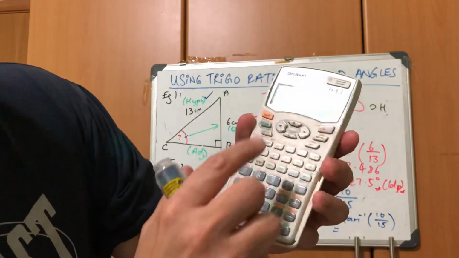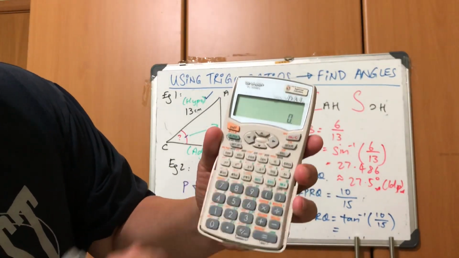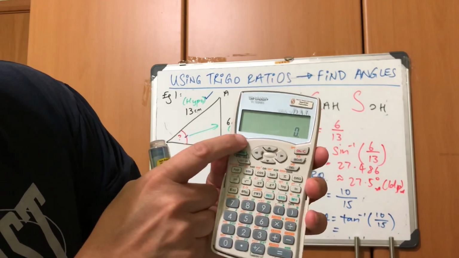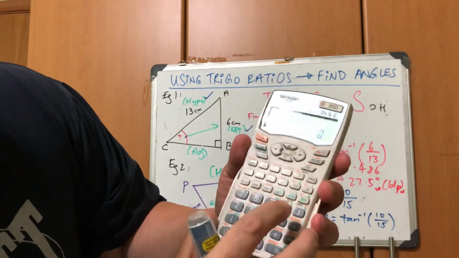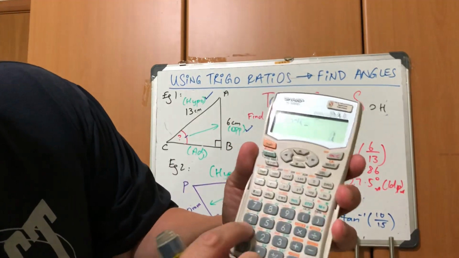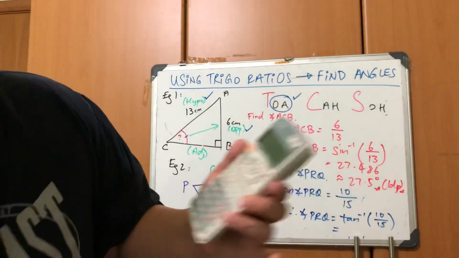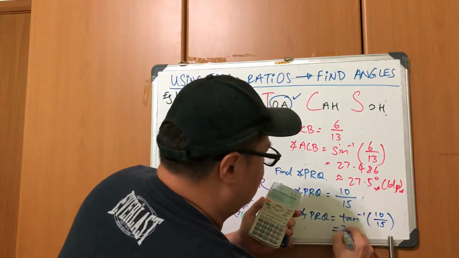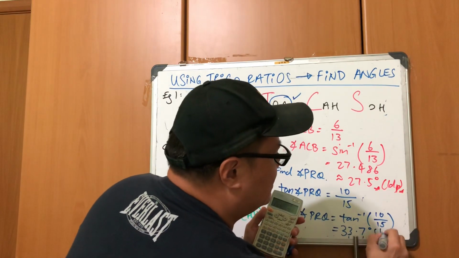Look at your calculator. You see where tangent is? You don't want tangent, you want shift tangent. You want the tangent inverse, right? So punch the shift button, the inverse button, and press tangent, bracket, 10 over 15. Close bracket. There you go. Round off the answer. So this is 33.7 degrees. So 1 dp.